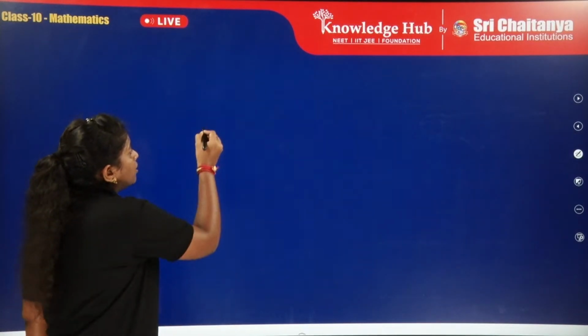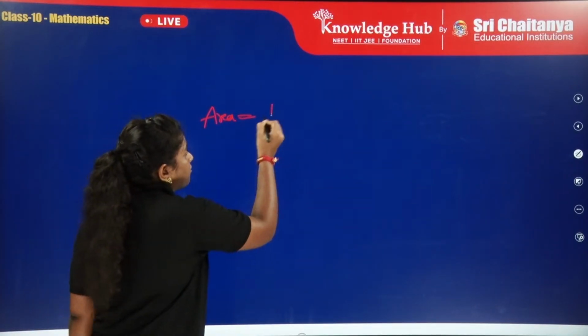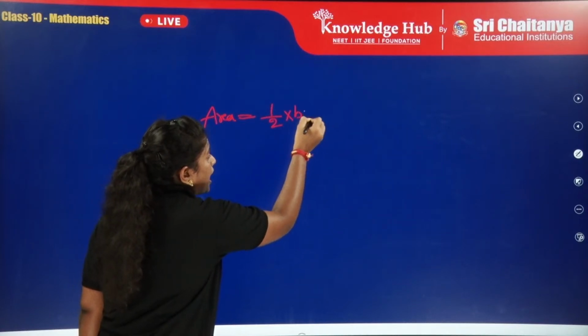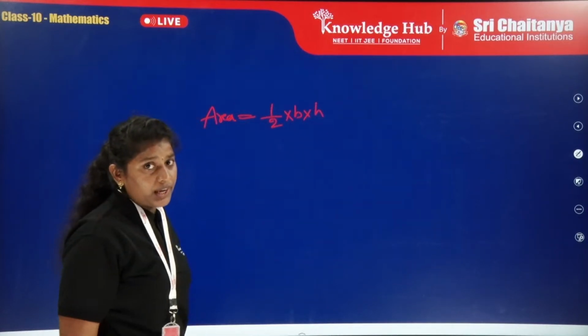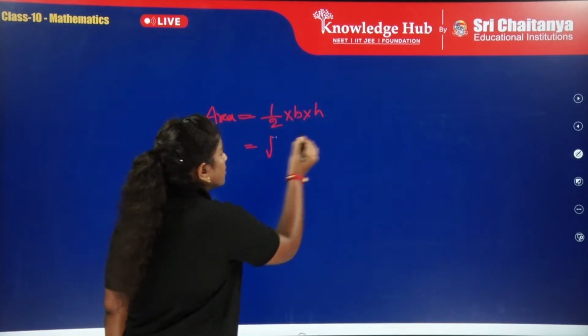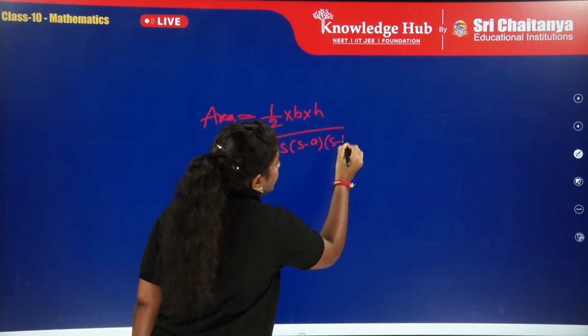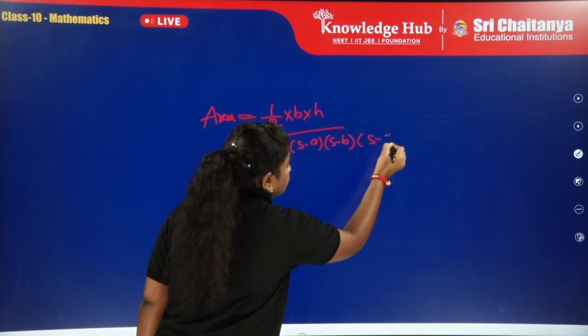Yes. So coming to here, we have different formulas for the area of the triangle. One is half into base into height, which we have in our mensuration. Another formula you can use is Heron's formula, which is given by root of s into (s minus a) into (s minus b) into (s minus c).